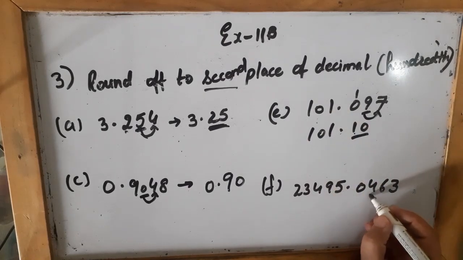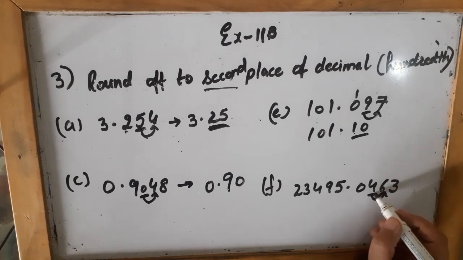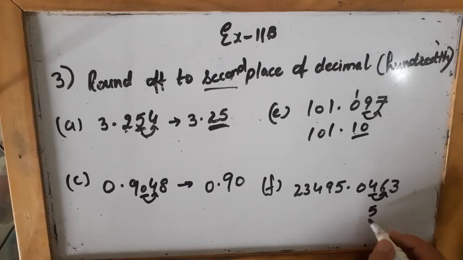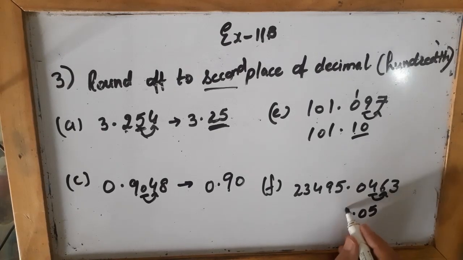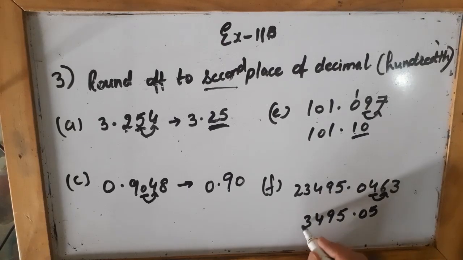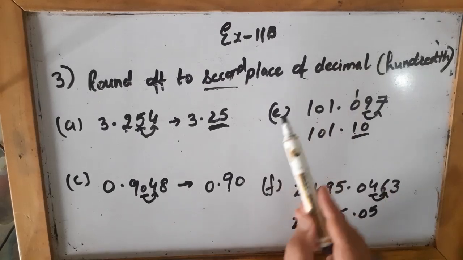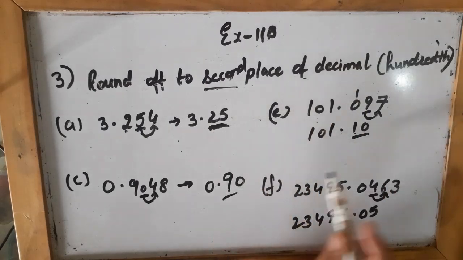Now if you look at this, this is 4. To the right of 4 it's 6. The second place is this, which is 4. To the right of the 4 you have 6, which is more than 5. It means 4 will become 5. So this is more than 5, so 4 will become 5, 0.59. Because they want the answer till the second place of decimal, I will leave my answer to 2 places of decimal.